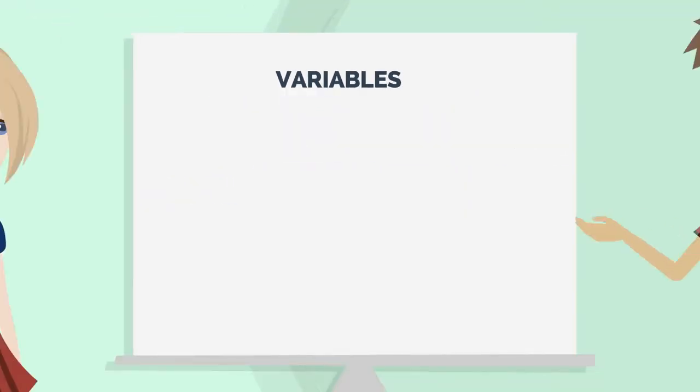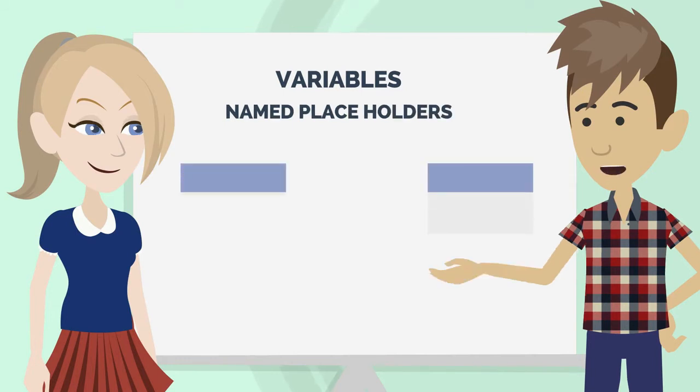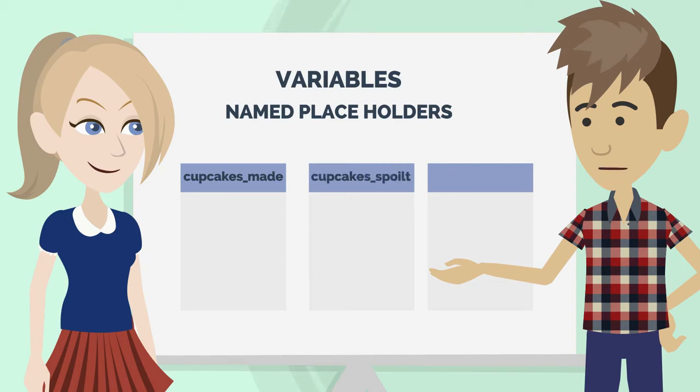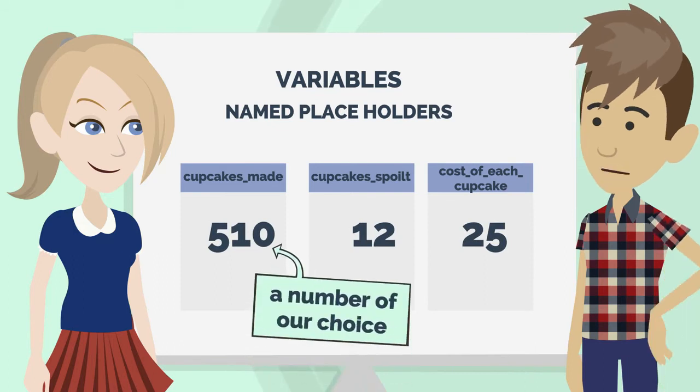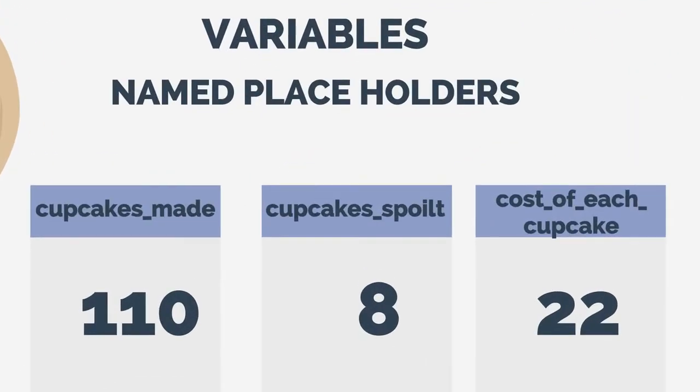You can think of variables as some sort of named placeholders. Imagine having 3 containers, each with a different name. Let's say they're named Cupcakes Made, Cupcakes Spoiled, and Cost of each cupcake. In each container, we can store a number of our choice. And whenever we want, we can remove the number and put some other number in the containers. Each of these containers can be thought of to be variables.